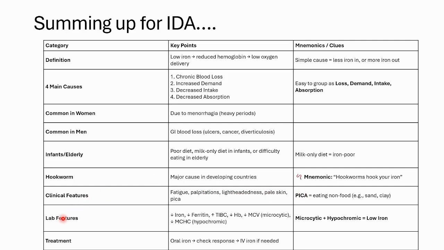And talking about lab features, everything decreases: the amount of iron, ferritin, hemoglobin, MCV, MCHC, and also the type of RBC is microcytic hypochromic. The only thing that increases is the TIBC, or total iron binding capacity. And coming to treatment, we do the oral iron supplement, we check the response, and if needed, then intravenous iron supplements can also be helpful.